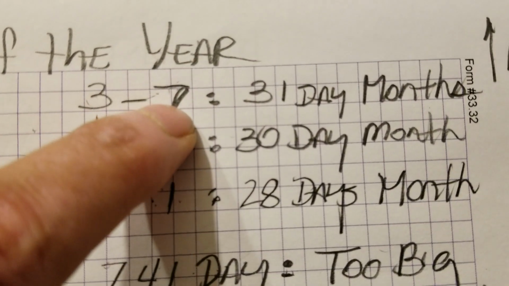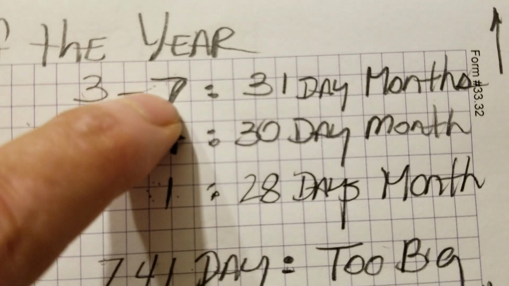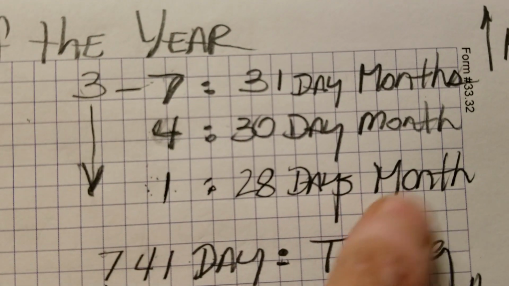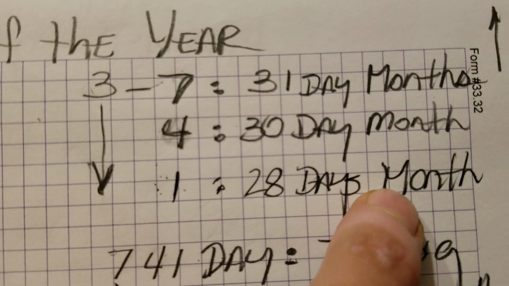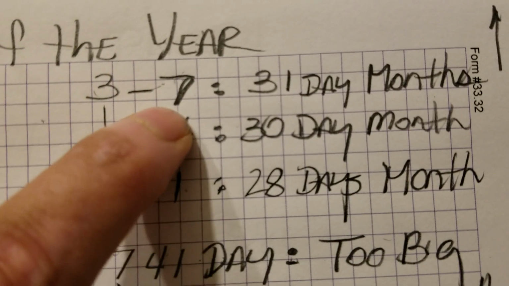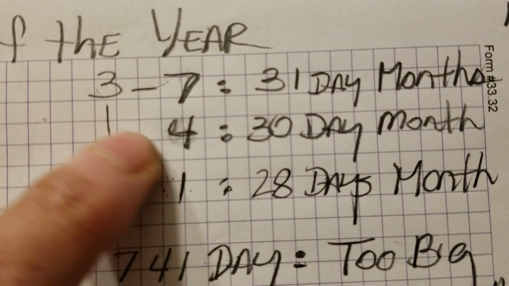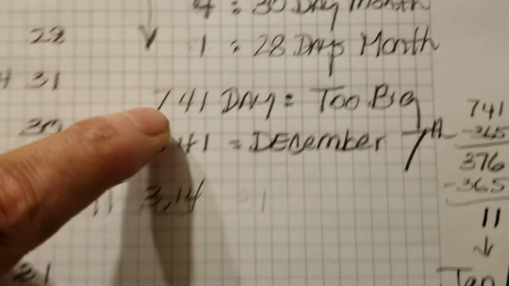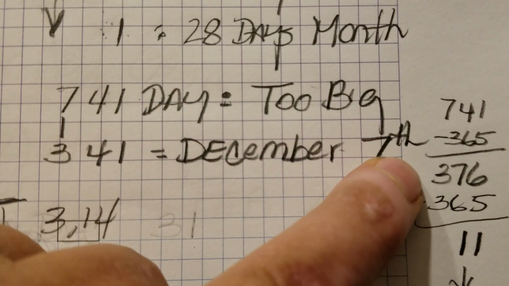741? Well, you would have to... it's too big. So you have to view it on a 10 scale, like your hands. You've got 5 fingers over here. If you're on a 10 scale, then your other hand will have 5 fingers. So you would automatically see a 341. The 341st day of the year is December 7th.